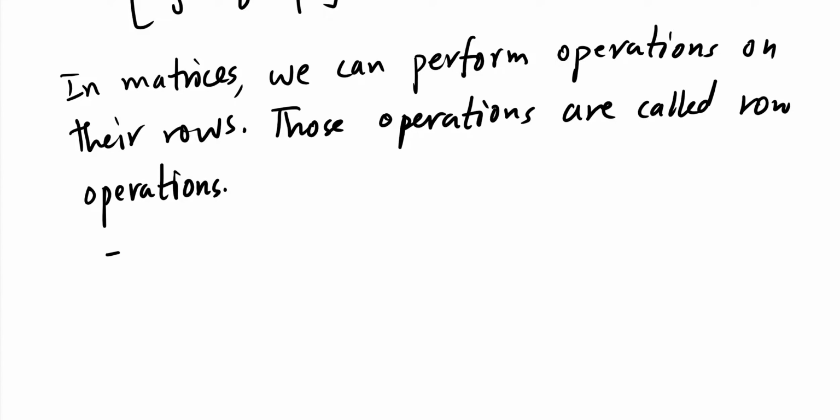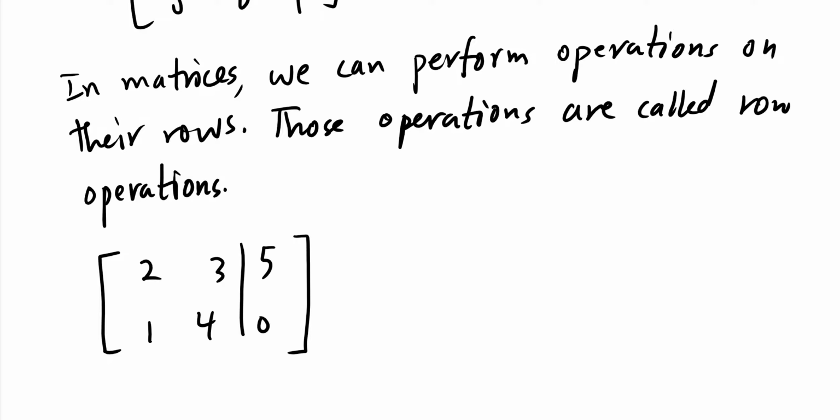For example, let's take a matrix 2, 3, 1, 4, 5, 0, and I want to perform some operations. Let's say the operation I'm going to do is R1 arrow R2. Some people write it like this, R1, R2, with a curve on the top. This says switch row 1 and row 2, or interchange row 1 and row 2.